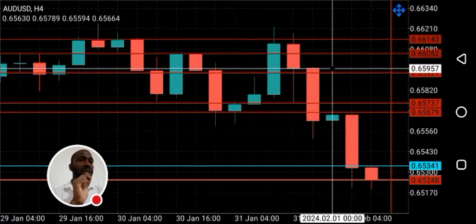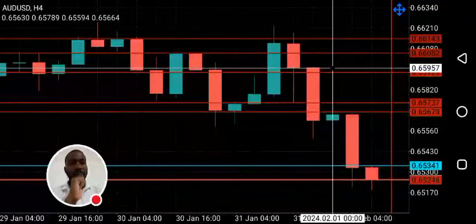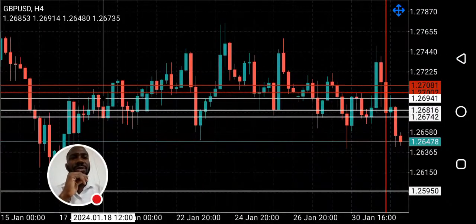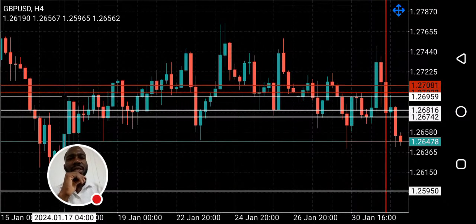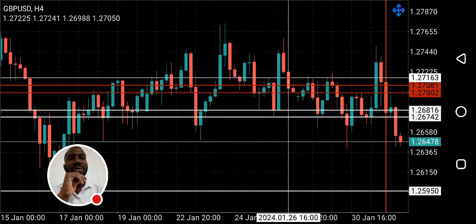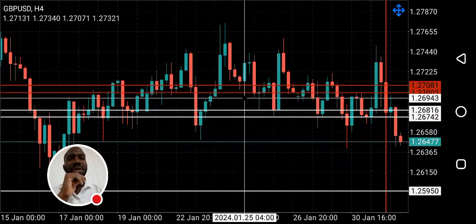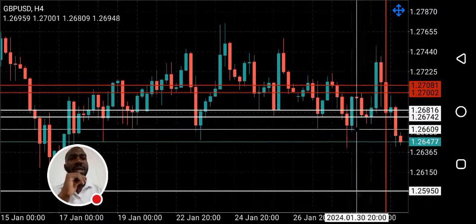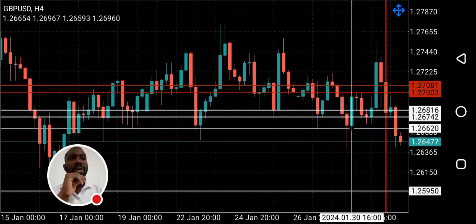Now the market is trading almost 70 pips from that price. You see, price has been in a range for some time. Since the 17th of January, GBP USD has been in a range, and we had a breakout from this support, as you can see.